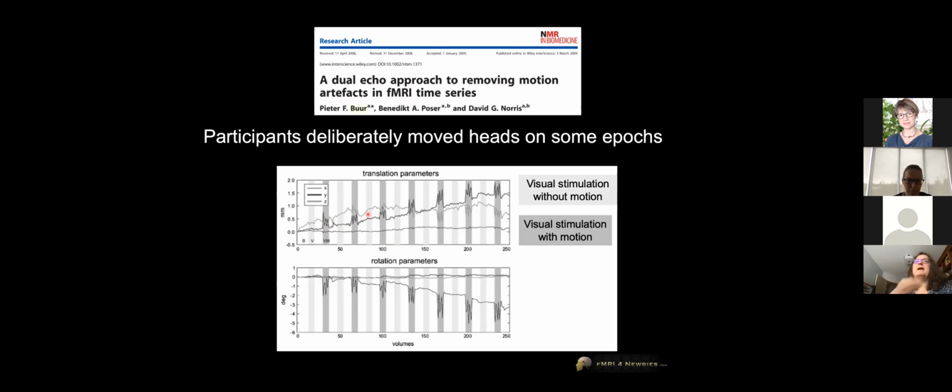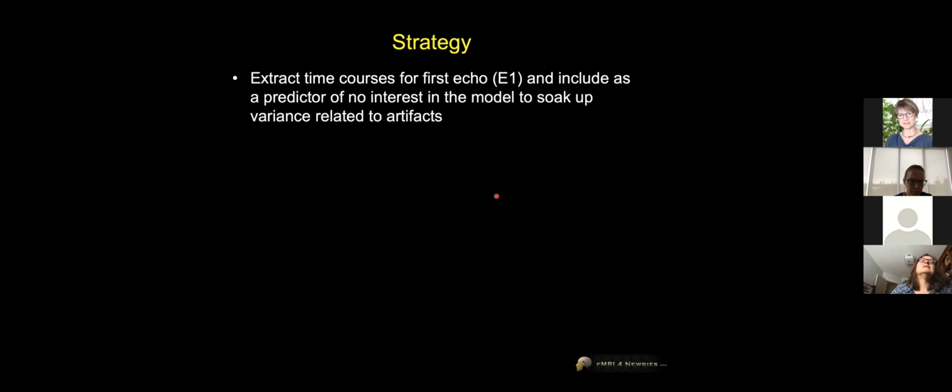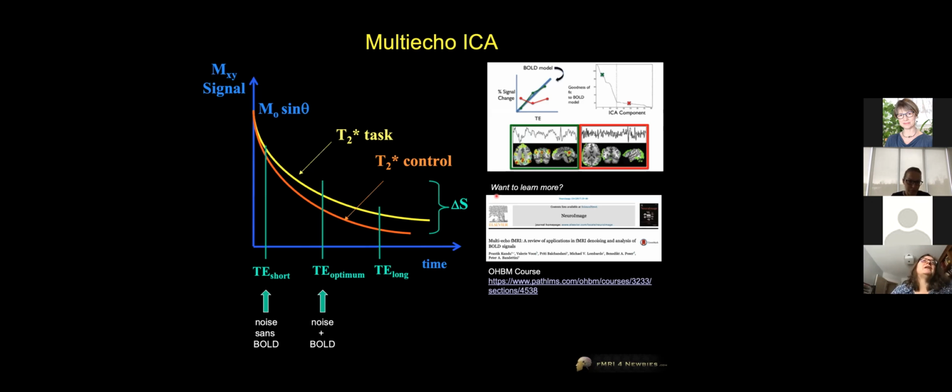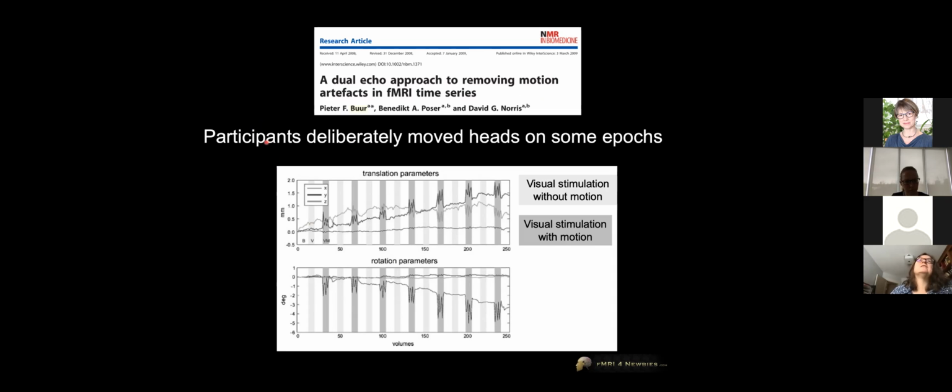Okay, so that's the paradigm. And so what you would hope, if you've got legitimate activation, is a BOLD signal that peaks anytime there's a gray thing going on, and artifacts should only appear in the dark gray periods. So what they did with this was they went to this first echo and they just extracted a time course, I think for every voxel of the first echo time course.